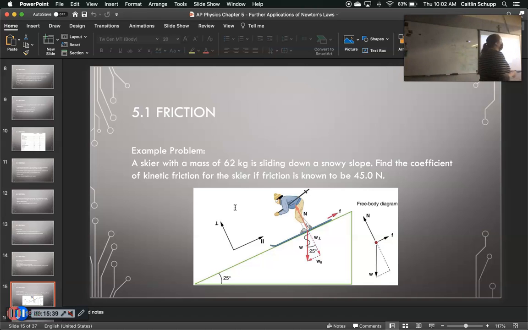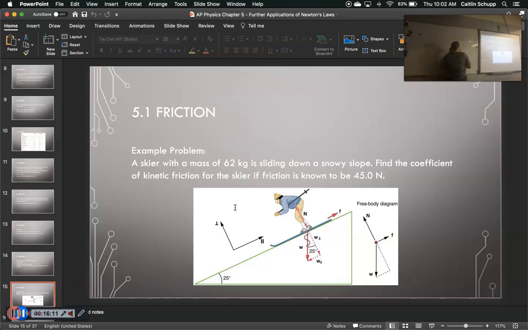All right, so let's do a friction problem together. First thing is we're given information about the skier. We're given the mass of the skier. We're given the angle in the diagram. We're told to find the coefficient of kinetic friction if we know the friction is 45 newtons. So here's my diagram. Well, I'm going to redraw my diagram.